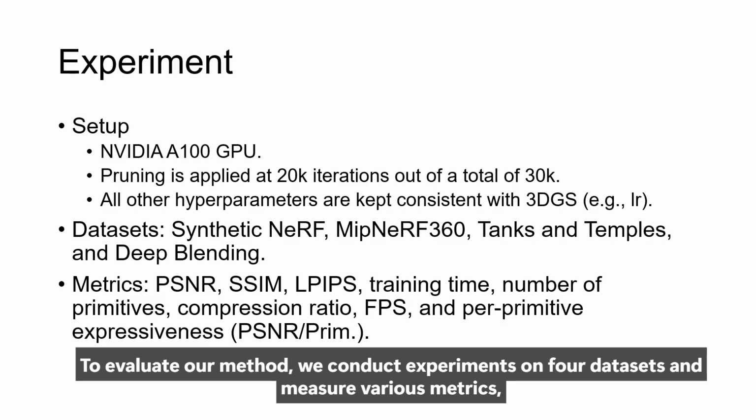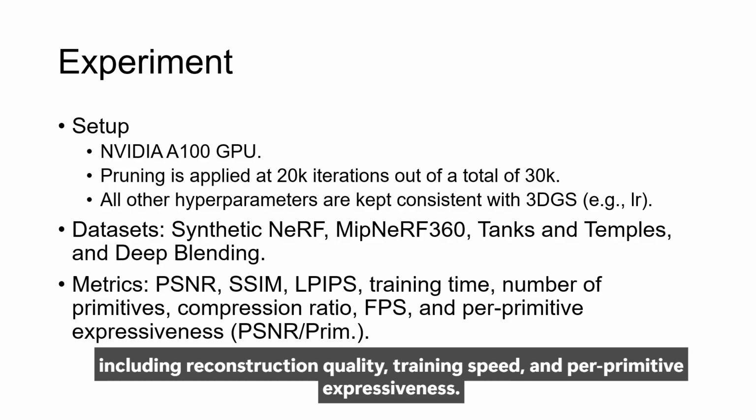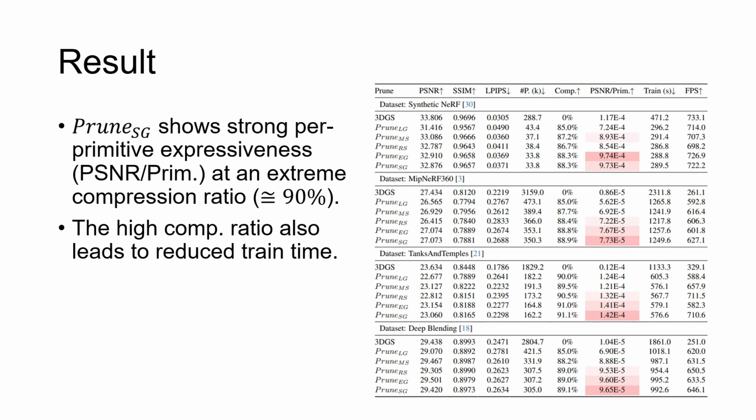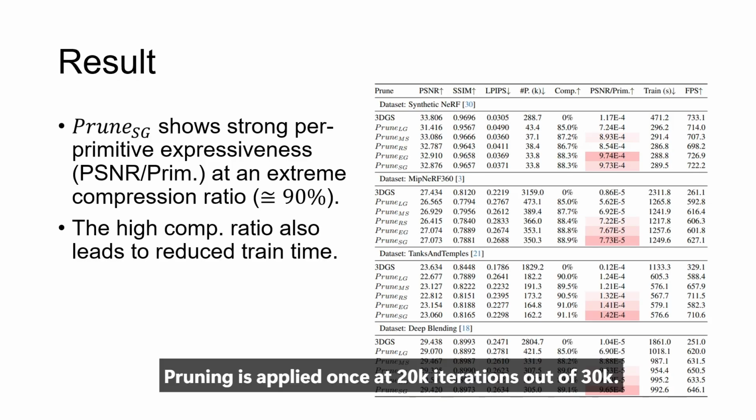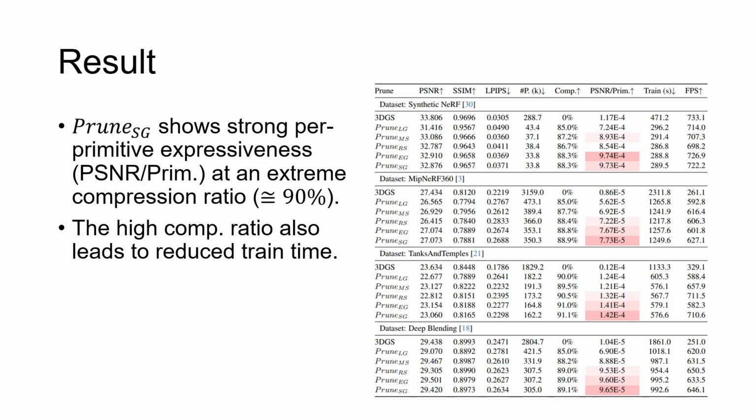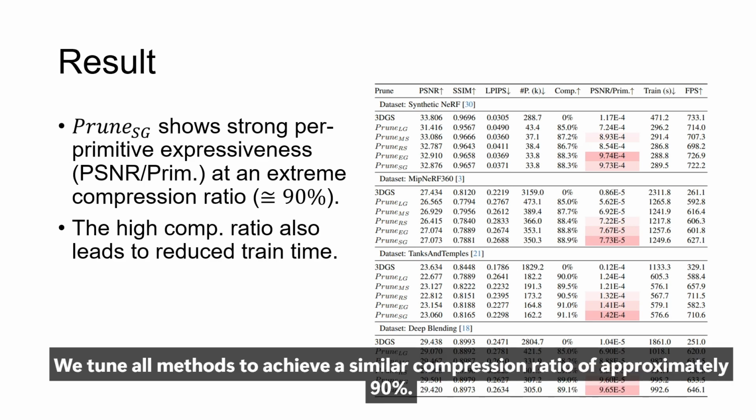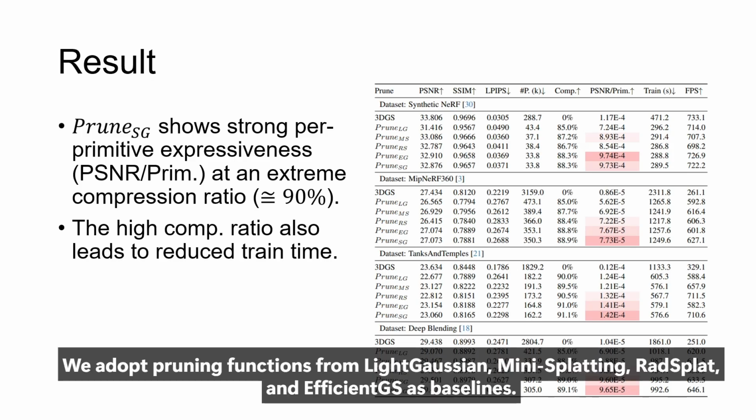To evaluate our method, we conduct experiments on 4 datasets and measure various metrics, including reconstruction quality, training speed, and per-primitive expressiveness. For a fair comparison, we implement baseline pruning methods within the vanilla 3DGS training pipeline. Pruning is applied once at 20k iterations out of 30k. We tune our method to achieve a similar compression ratio of approximately 90%. We adopt pruning functions from LightGaussian, Mini-Splatting, LOT-Splat, and EfficientGS as baselines.